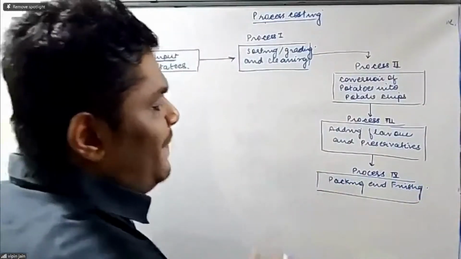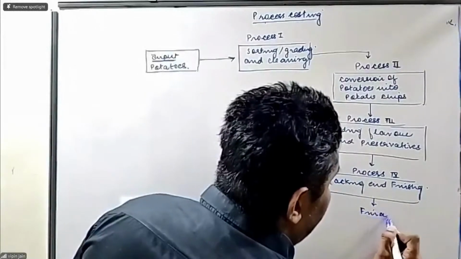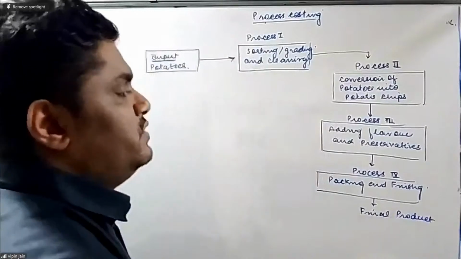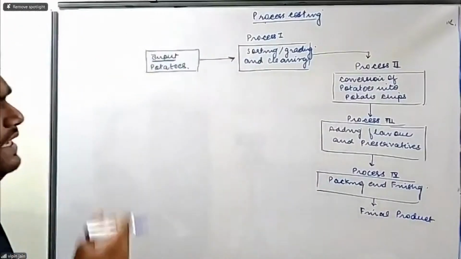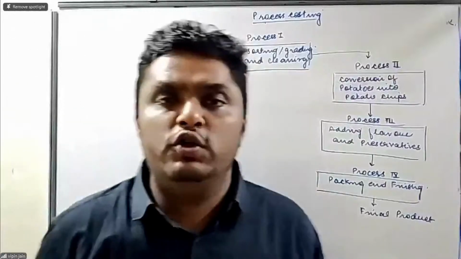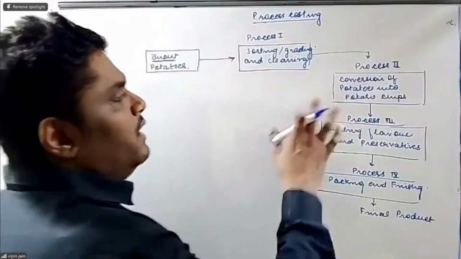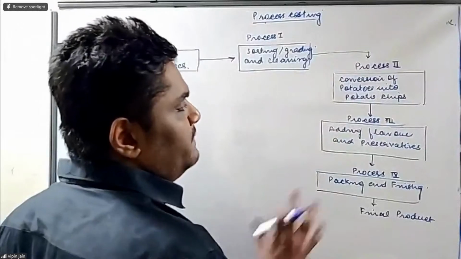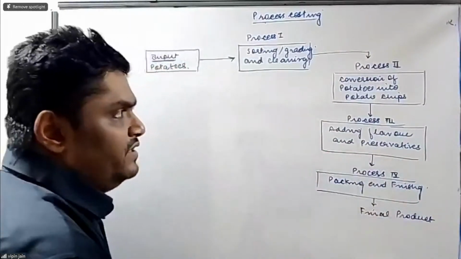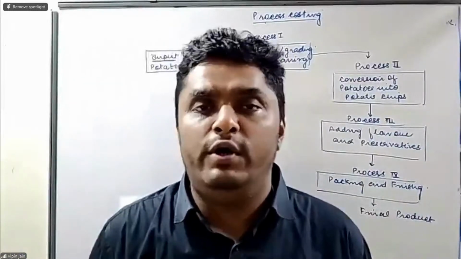So once the packing and finishing is done, my final product is ready, or we can say my final output is ready. So it is to be transferred to finished goods. So what we can say is that from converting potato into potato chips, various processes are involved: sorting and grading and cleaning, conversion of potato into potato chips, thereafter adding flavors and preservatives, and last is packing and finishing. So there are various processes involved in manufacturing potato chips from potato.